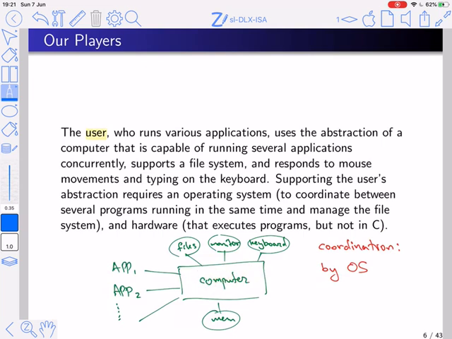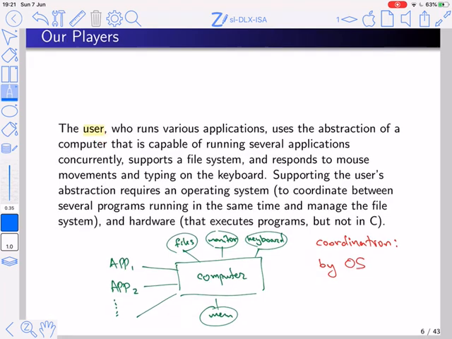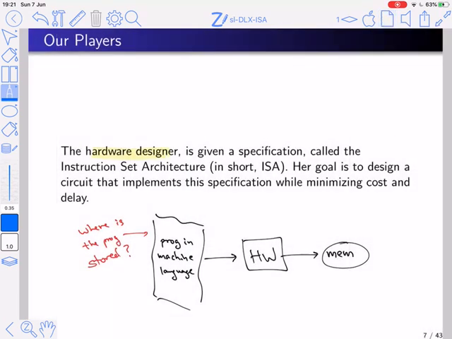There's a computer. There are multiple applications which are being executed by the user simultaneously. These applications have access to files. They may display something on the monitor. They're influenced by the key presses on the keyboard. They require some memory. And all of these actions are coordinated, of course, by the operating system. Okay, so that's the user's point of view. What is the hardware designer's point of view?